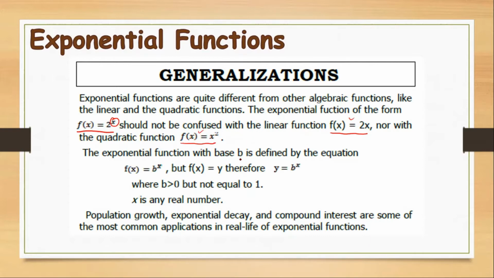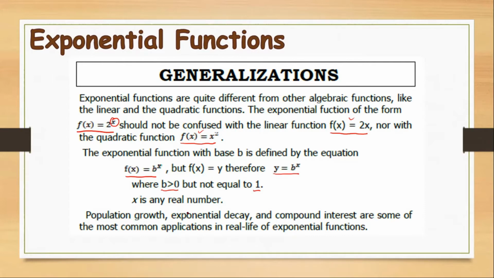So the exponential function with the base b is defined by this equation: f(x) = b^x. But since f(x) is equal to y, therefore y = b^x, where your b must be greater than 0. So your base must always be greater than 0, but not equal to 1, because the answer of y will always be 1 if our b is equal to 1. And also, x must be a real number.